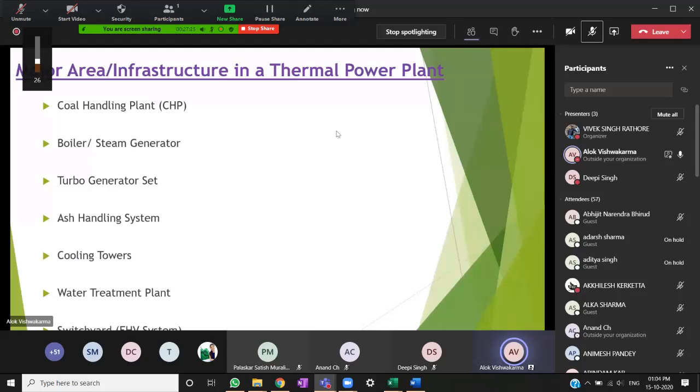In fact, a thermal power plant is a large, complex system. And within this also, if you see, the small systems are very complicated. But I have tried to cover this in a simple manner so that it will be easier to understand for everyone having different backgrounds and different streams.